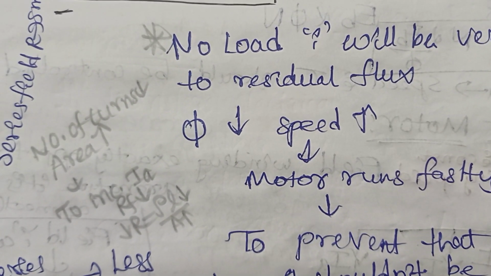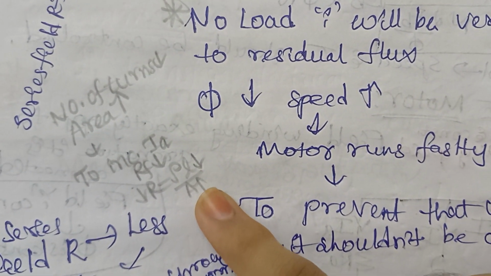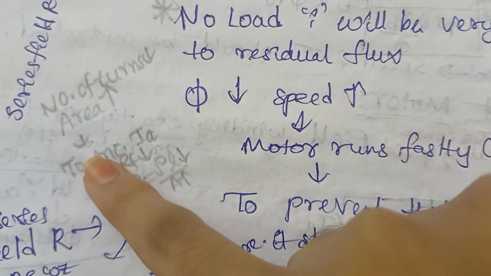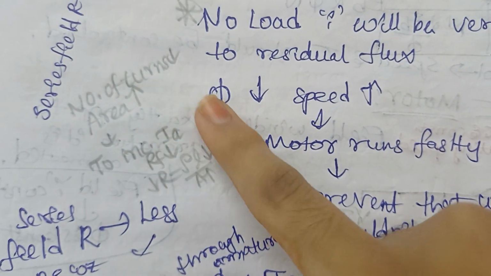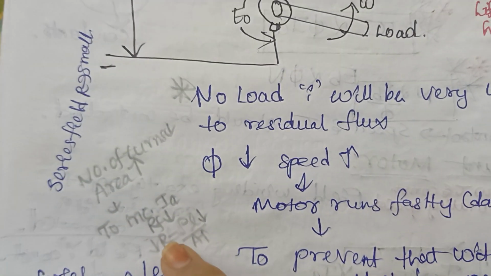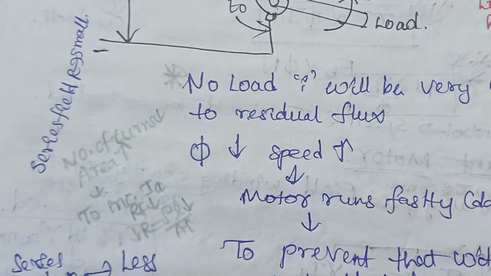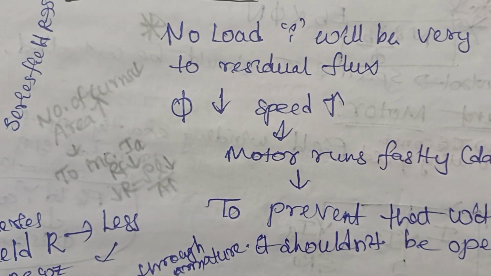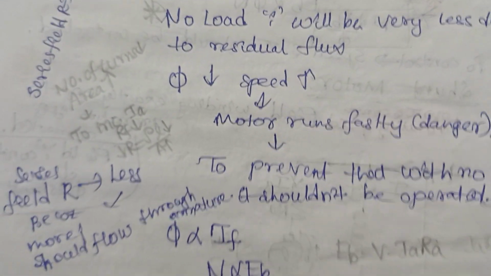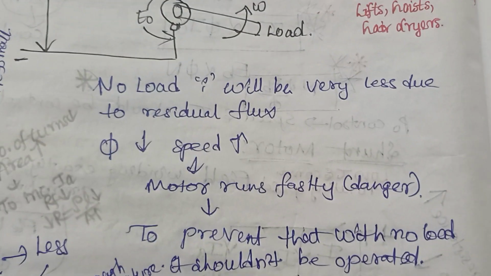because in order to increase the armature current, your number of turns should be less, because we know that R is equal to rho L by A, right? Whenever your area is more, your resistance will be small, and whenever your length is less, then your resistance will be less, right? So since your series field resistance should be smaller, your number of turns should be less and area should be more, which is exactly opposite to that of the DC shunt motor.